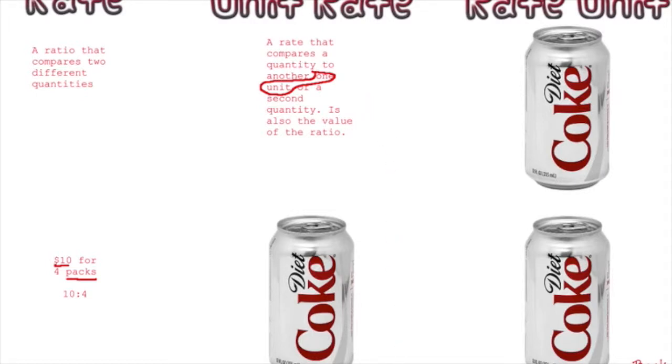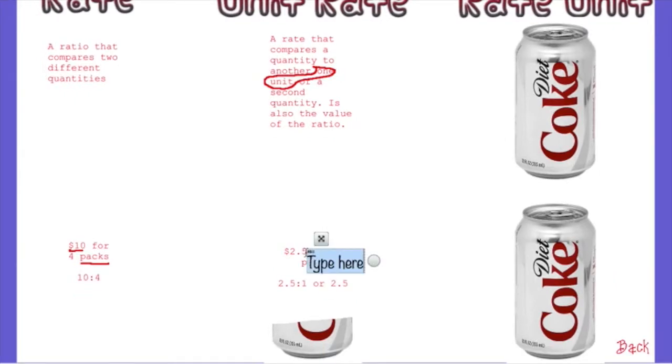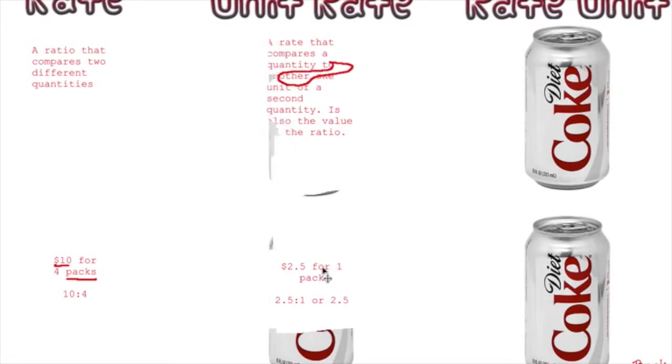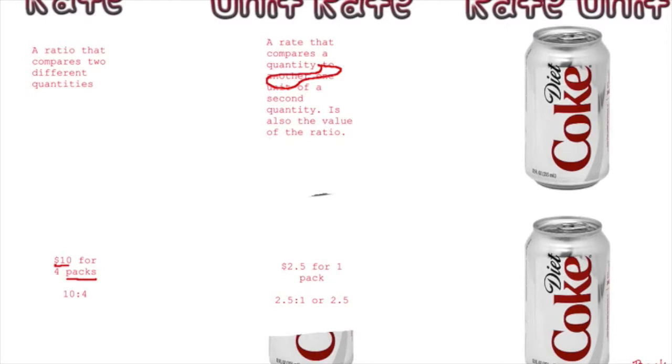So for example, we have that there was $2.50, and I should have an extra 0 on here. So it was $2.50 for 1 pack. Add that extra 0. So that would be my unit rate because I'm taking one quantity, which is dollars, and comparing it to 1 pack.